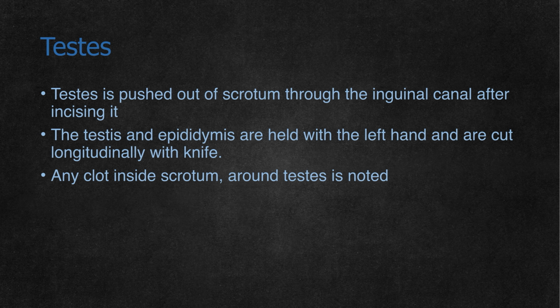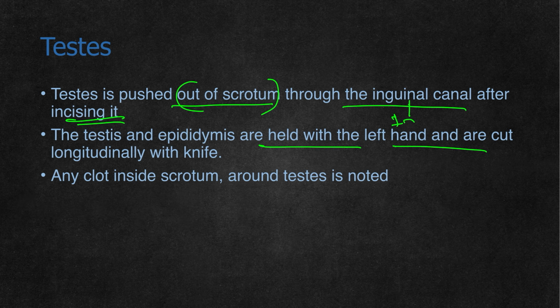Examination of the testis. The testis is usually pushed out of the scrotum through the inguinal canal after the inguinal canal is incised. So first the inguinal canal is incised and widened. Afterwards, the testis is pushed out of the scrotum and inguinal canal. Then the vas and epididymis are held with the left hand and cut longitudinally with the knife. So the testes are cut along the epididymis and examined. Any clot inside the scrotum around the testis is noted. If any injuries are present on the testis, they have to be examined.